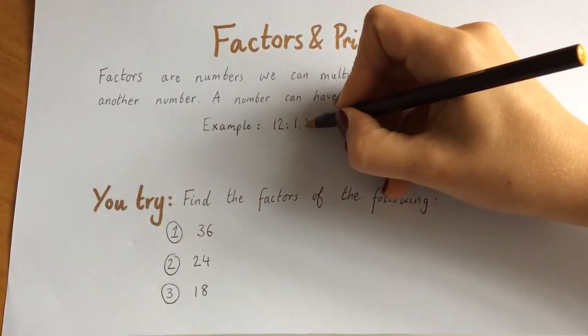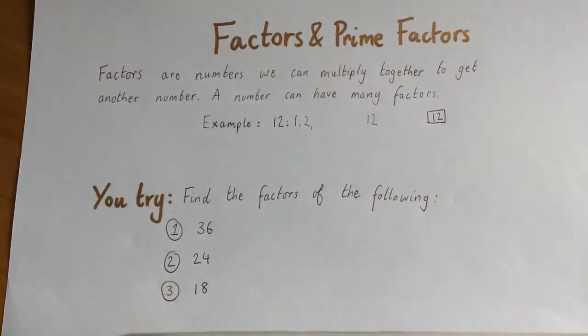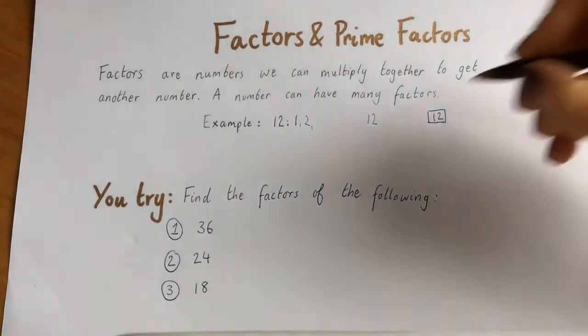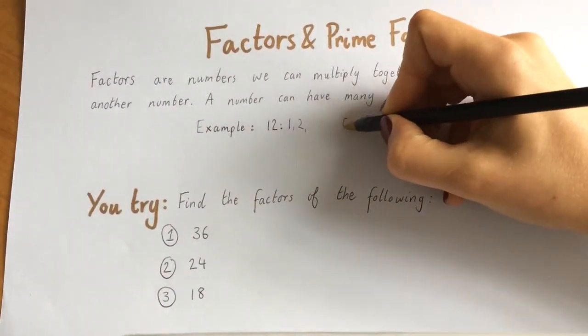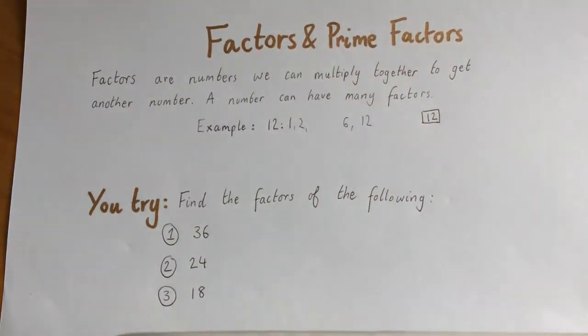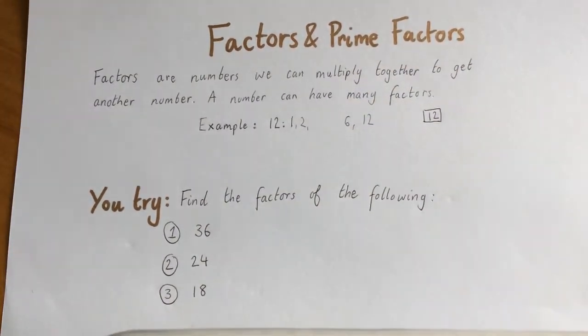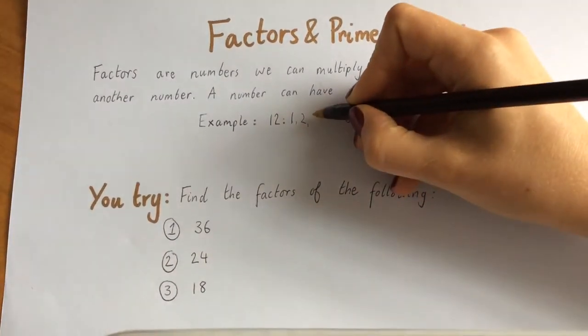Does 2 times anything equal 12? And in this circumstance, yes. 2 times 6 equals 12. So 2 and 6 here are factor buddies. Okay, so now the next number 3. Well, 3 times 4 equals 12.